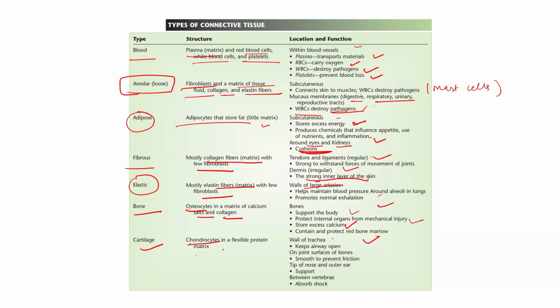Similarly, cartilage is present in the wall of trachea. It keeps it always open. On joint surfaces of bones, it keeps them smooth to prevent friction, like for example in the tip of the nose and outer ear, support between the vertebrae, and it helps in absorbing the shock.